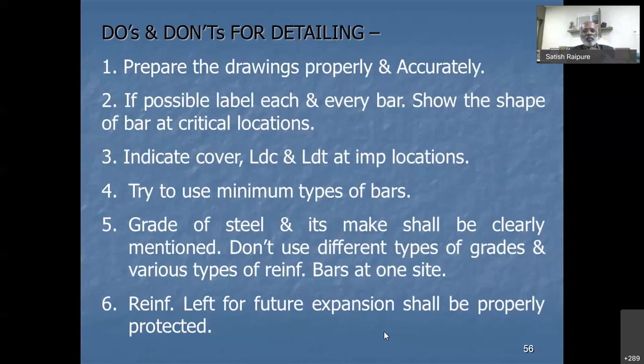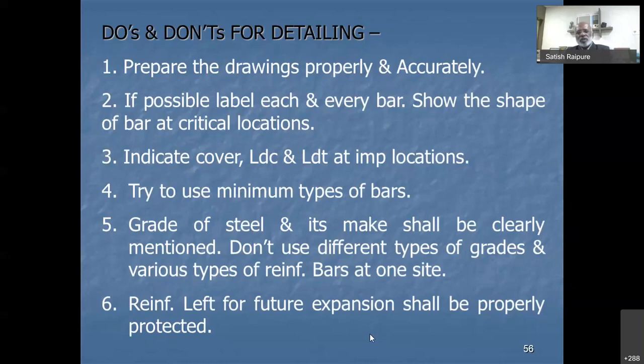Grade of steel and its make shall be clearly mentioned. Don't use different types of grades and various types of reinforcement bars at one site. If you are using Fe 500, go for Fe 500 everywhere. If you are using M25 concrete, provide M25 concrete everywhere, because different grades of steel and different grades of concrete may confuse the bidder. And as we all know, this work is executed by people who don't have any theoretical or technical education, and they learn by their experience, and they may not be aware of what type of concrete and what type of steel makes the difference in the designing.